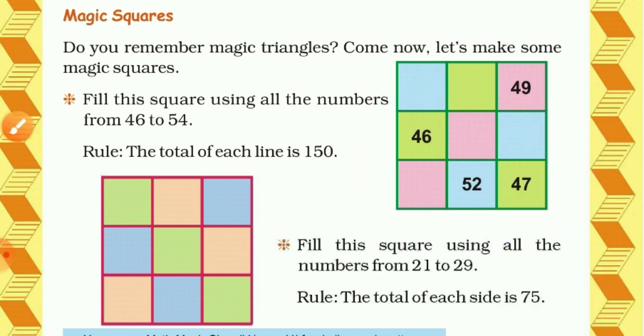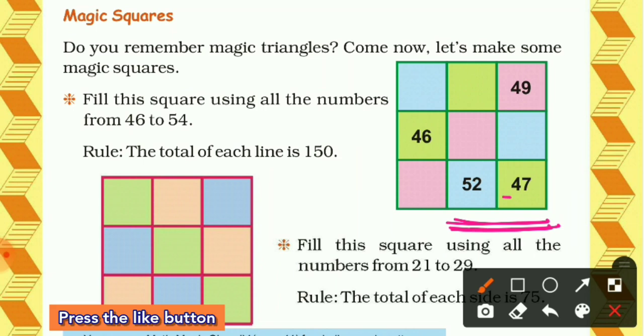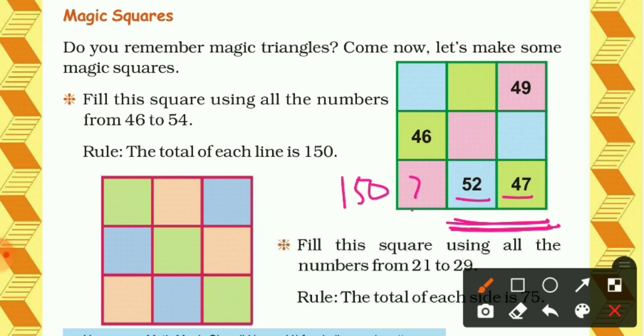So how can we start? It's very easy, dear students. First come to the last boxes. Here we have 47 and 52, and another blank box. So what will happen here? Its sum will be 150, means if you add 52, 47 and this X box, their sum should be 150. So the total sum is 150 and we have two numbers. Let's add these two numbers first.